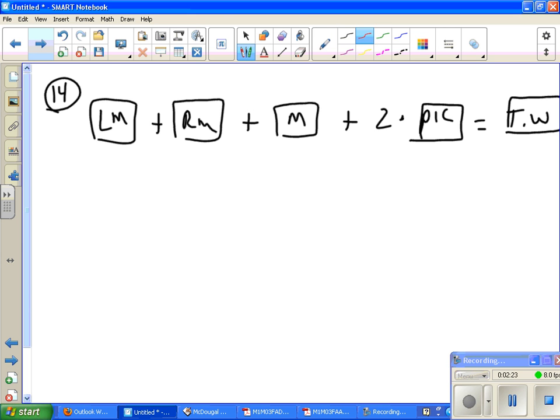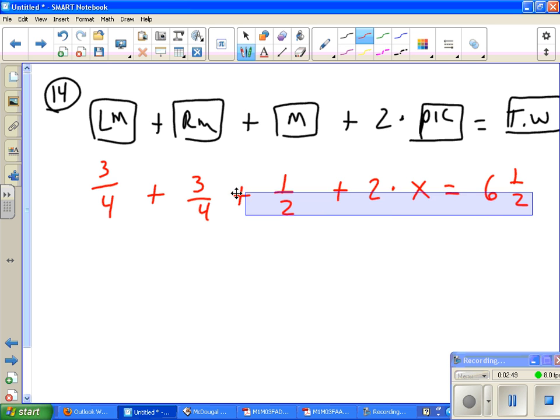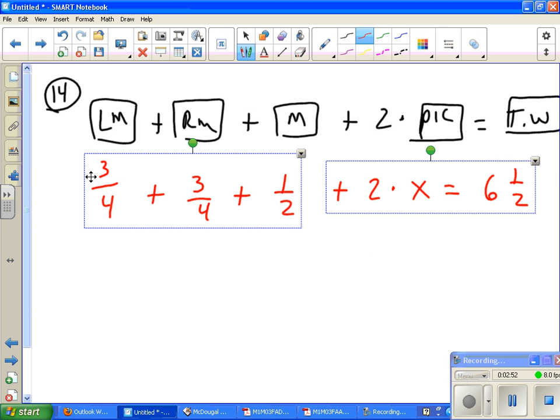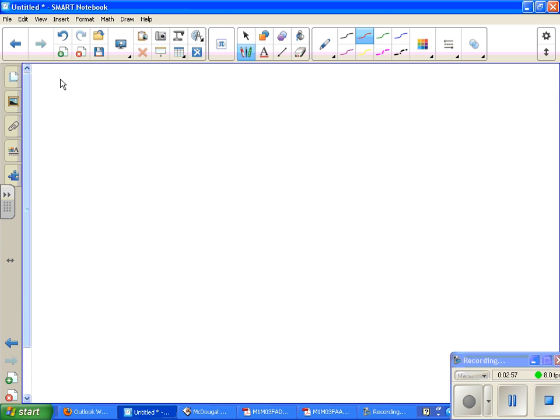So we'll go ahead and plug in the values that we have for each of those things. The left margin is 3/4, plus the right margin is 3/4, plus the middle between the two pictures is 1/2, plus 2 times each picture we don't know, we gave it the value X, equals the total, which they gave us, 6.5 inches. So there's your new equation. 3/4 plus 3/4 plus 1/2 plus 2x equals 6.5. So we're going to take that equation for number 15.